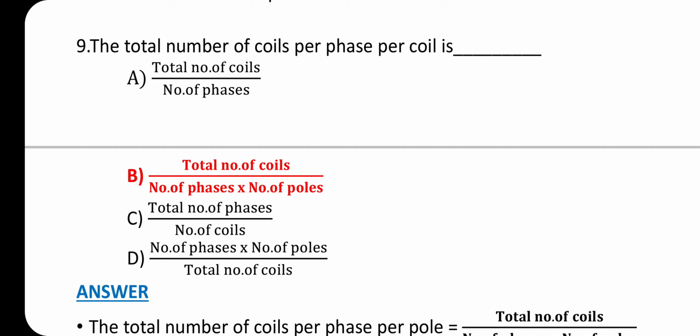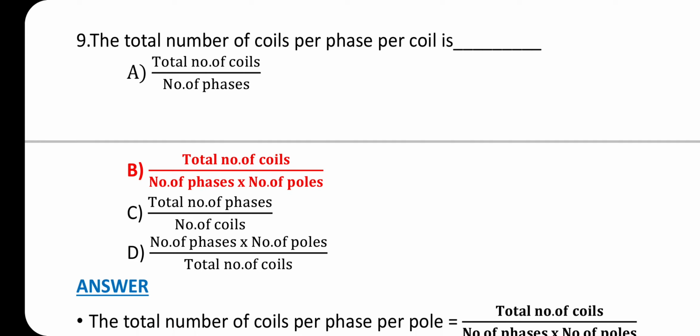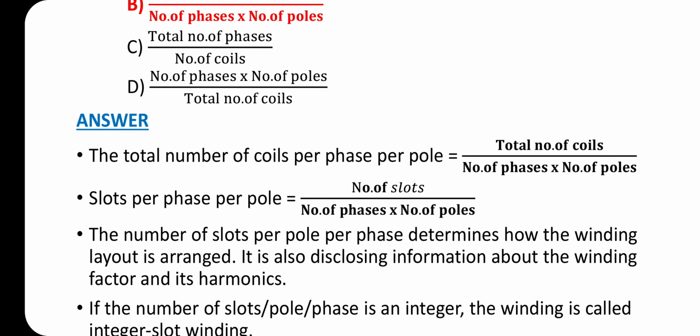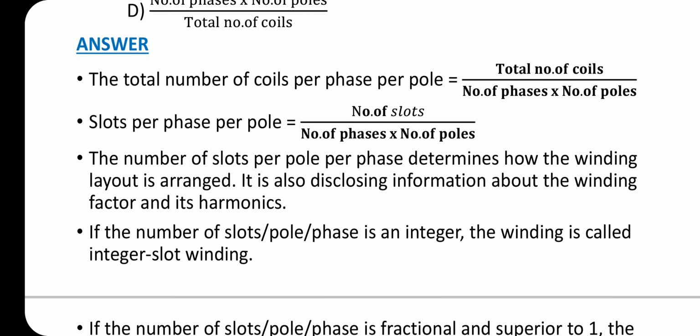Question number 9. The total number of coils per phase per pole is, answer option B, total number of coils divided by number of phases into number of poles. Detailed description: the total number of coils per phase per pole equal to total number of coils divided by number of phases into number of poles. Slots per phase per pole equal to number of slots divided by number of phases into number of poles.